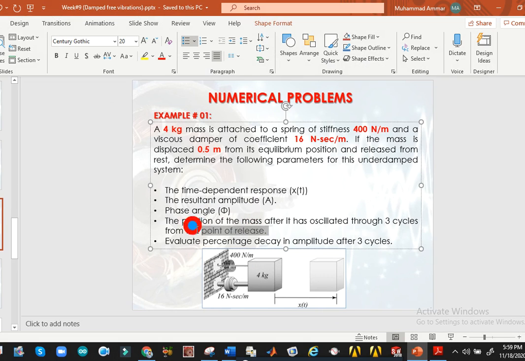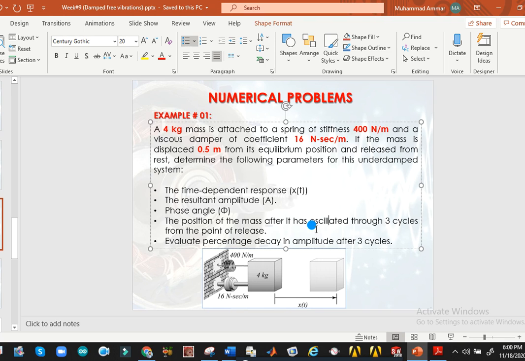What is the fourth question? It is about the position of the mass after it has oscillated through 3 cycles from the point of release. So the initial amplitude was 0.5 meter, and after 3 cycles we need to find the amplitude of the third cycle. We know that the number of cycles is equal to 3, and the initial amplitude is equal to 0.5. For example, if we represent the initial amplitude with x1, then we need to find x3.